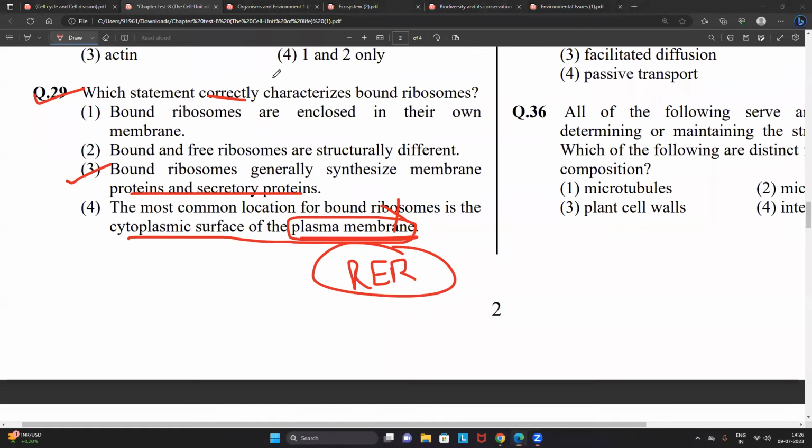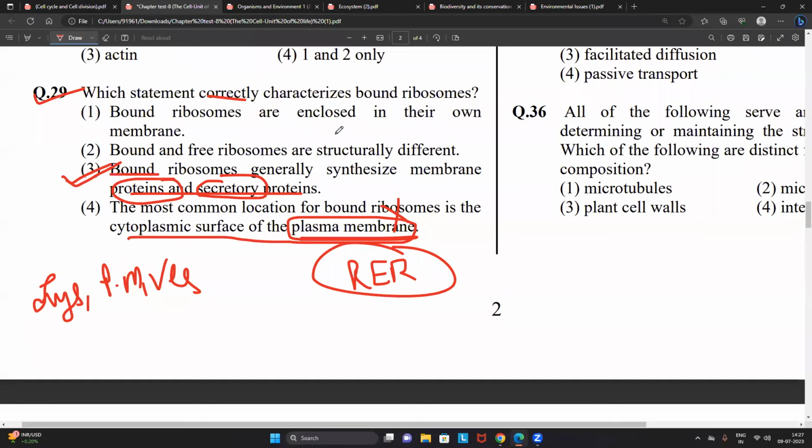Whatever proteins are synthesized in the endoplasmic reticulum, those proteins will go to where? That is my question. Those proteins will go to lysosomes, you know, right? Those proteins will go to the plasma membrane. Those proteins will go to vesicles. Now you tell me, in the plasma membrane, what kind of proteins are there? Secretory proteins are there. Plasma membrane proteins are also there. So these proteins are synthesized from the ribosomes which are bound to the RER. So that's why they use the word bound ribosomes.